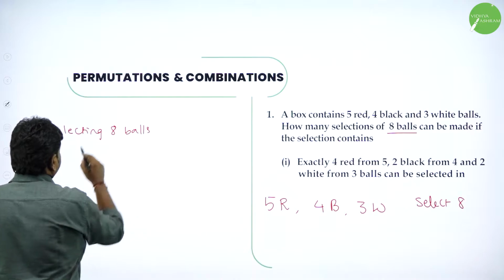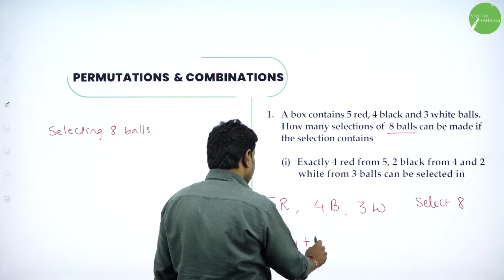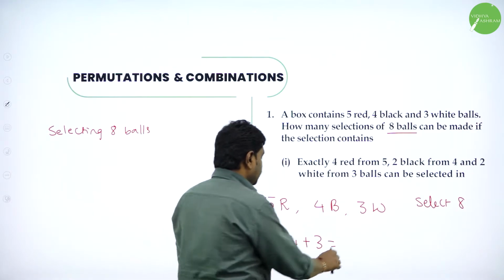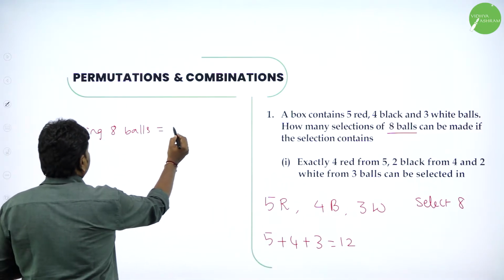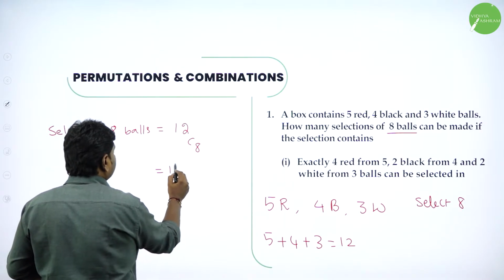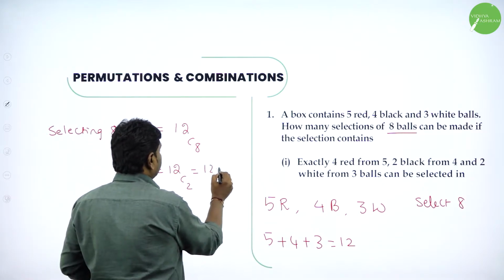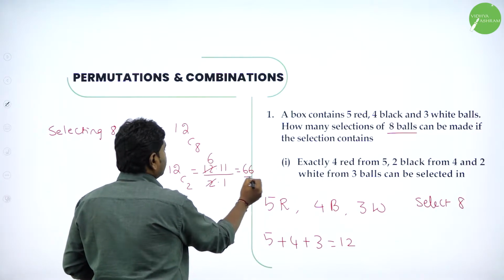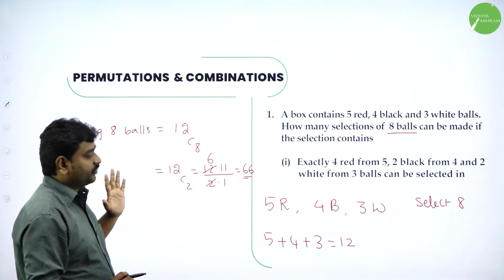See, total how many you have? Total I have 5 plus 4 plus 3, all the colored balls I am adding. 5 plus 4, 9, 9 plus 3, 12. Out of 12 balls, selecting 8 balls is equal to 12C8, the total number of selections. 12C8 is same as 12C2. All of you know nCr is nC(n minus r). So that is 12 into 11 divided by 2 into 1. That is 66. You can select any 8 balls in 66 ways.